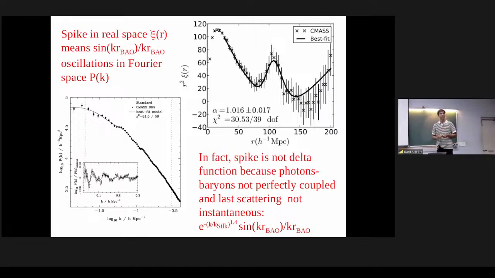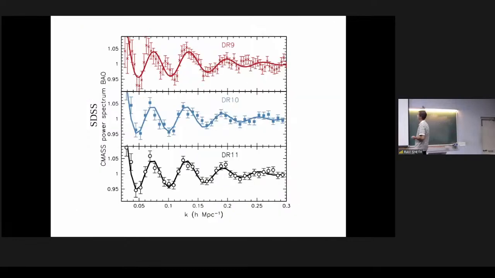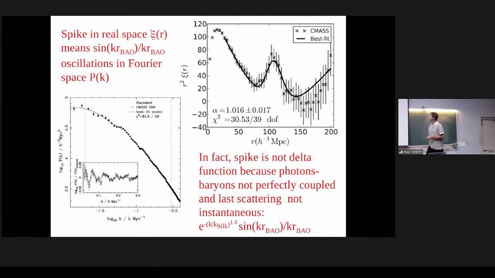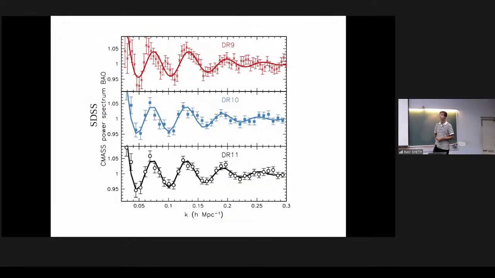Okay, so let me try to illustrate that. What the field usually does is they divide out by some smooth curve so that it's easier to see the sine. Now you can see the oscillations. This is when they first started taking data about 10 years ago, and this is about 5 years ago. You can see that you're measuring this with higher and higher precision, and it's the sine kr over kr kind of thing, with a little bit more than that that we'll come to in a second.